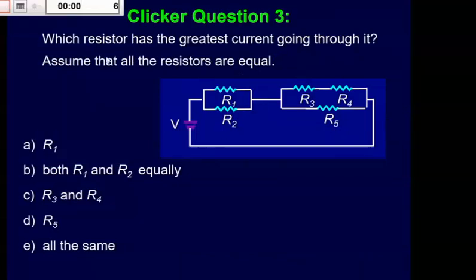So here's another conceptual style one. Again, this is an old test quiz question. Which resistor has the greatest current going through it? Assume that all the resistors are equal. Discuss this with your neighbors and see what you think.